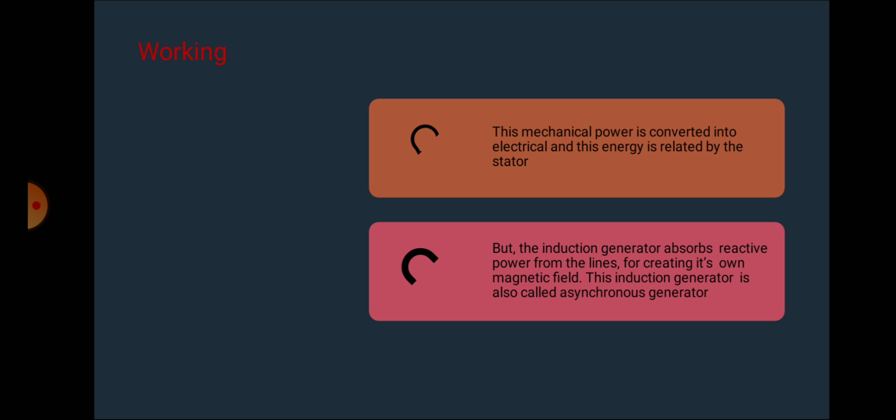Next is the working. This implies that at above synchronous speed, the rotor does not supply mechanical power to the shaft but absorbs mechanical power from the shaft. This mechanical power is converted into electrical energy and is delivered by the stator. But the induction generator absorbs reactive power from the line for creating its own magnetic field. This induction generator is also called the asynchronous generator because it does not run at synchronous speed.